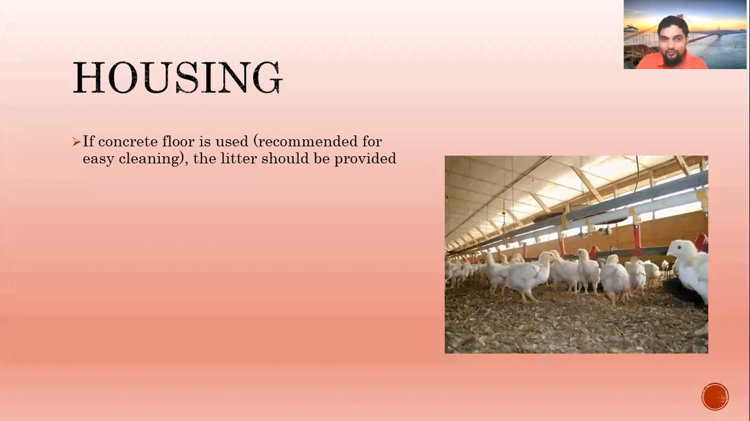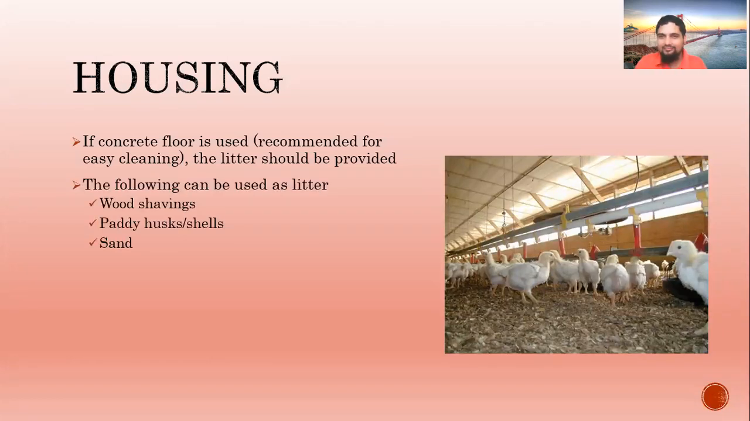So if a concrete floor is used, a litter should be provided. And what is this litter? So litter is really a layer of substance that you put on the floor. For example, you may have wood shavings. So you put the wood shavings, and the baby chick will go on that. You may add paddy husk, or you can add sand. Out of these, the wood shaving is preferable, and the reason for that is that it absorbs a lot of moisture very quickly.